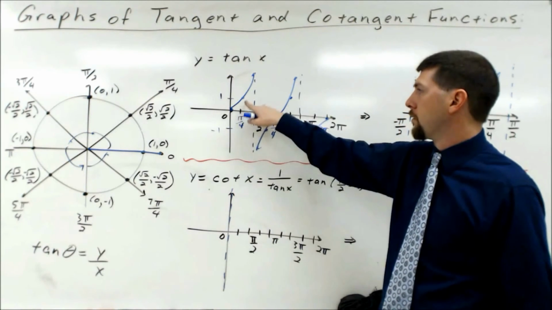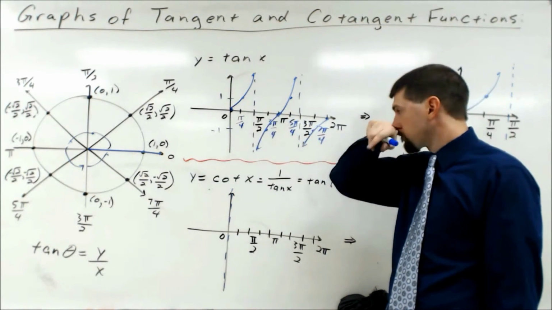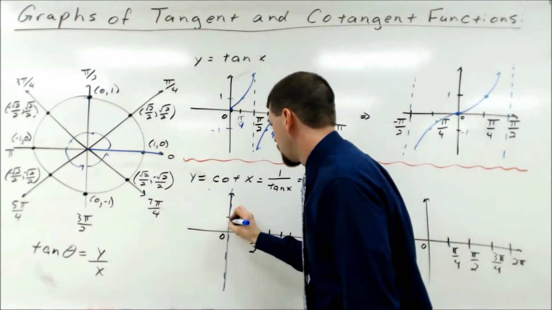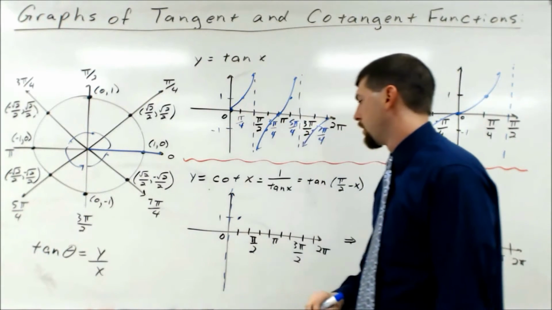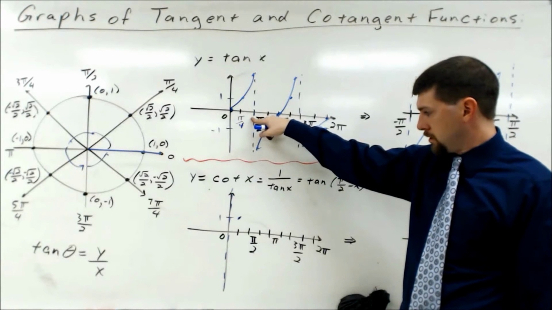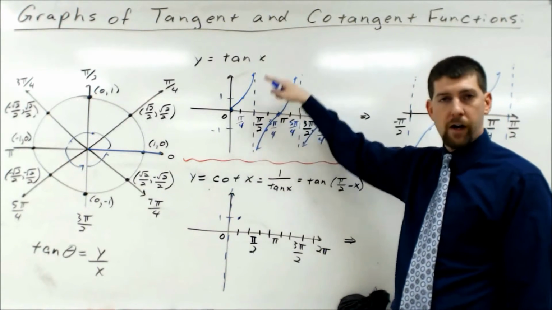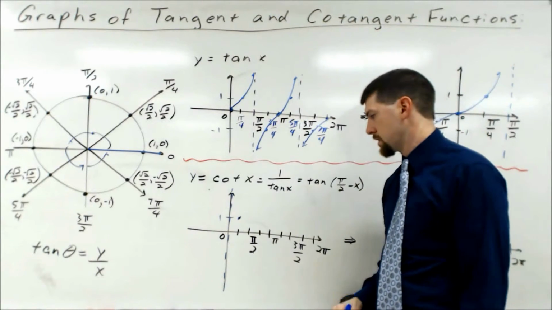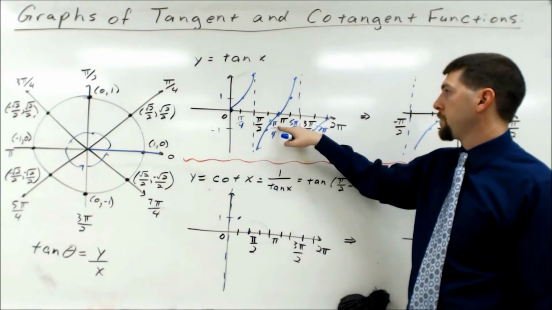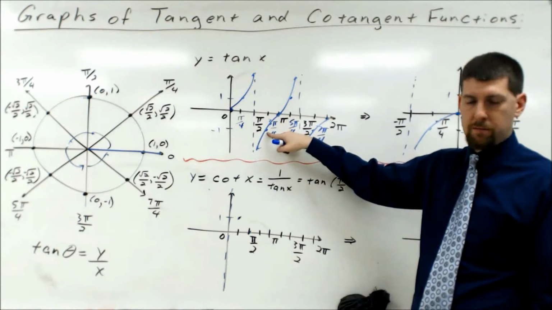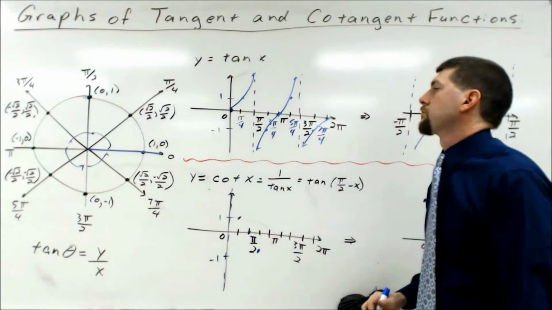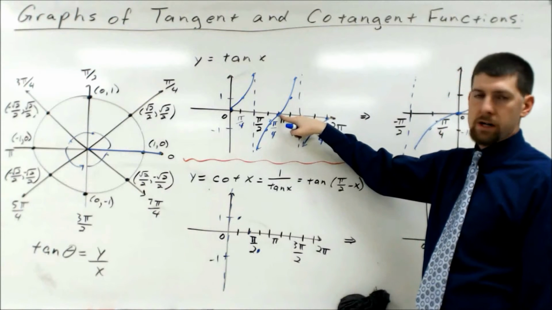At pi over 4, we were at 1. What's the reciprocal of 1? 1. So that doesn't change. At pi over 2, we were undefined. The reciprocal of undefined is 0, so we're now at 0. At 3 pi over 4, we were at negative 1. The reciprocal of negative 1 is still negative 1. At pi radians, we were at 0.